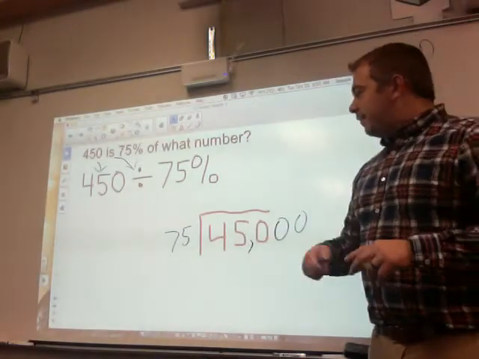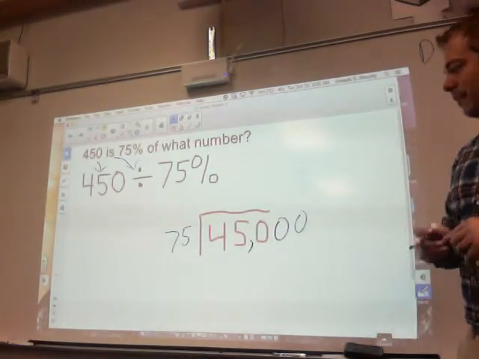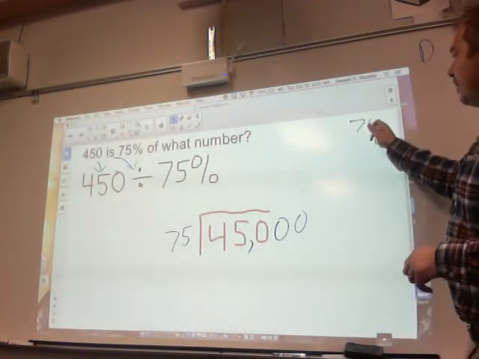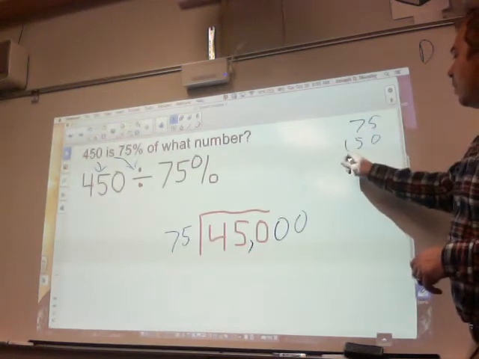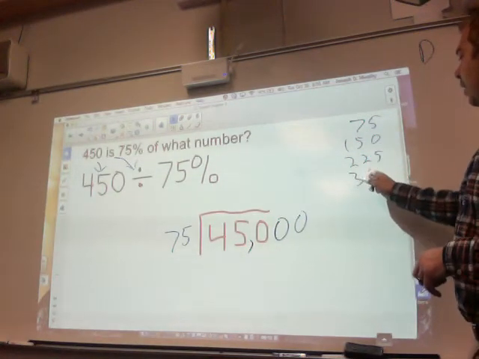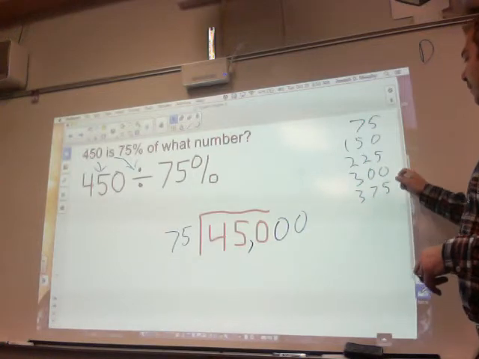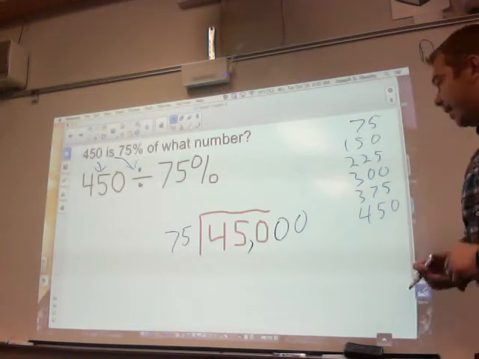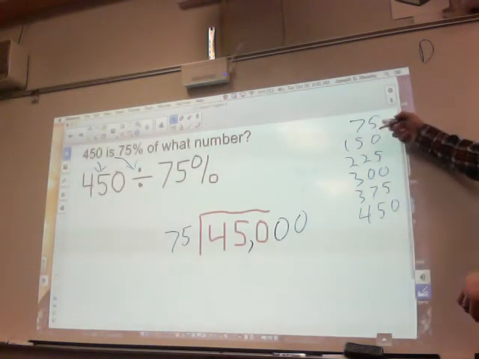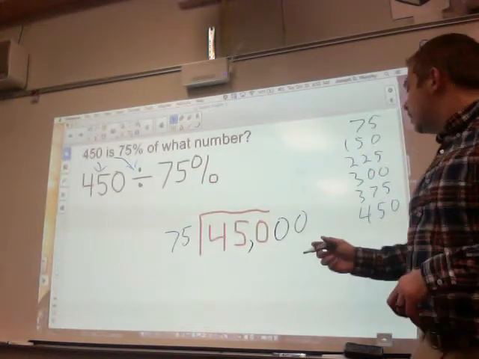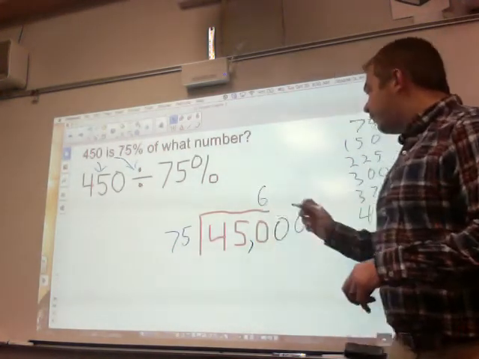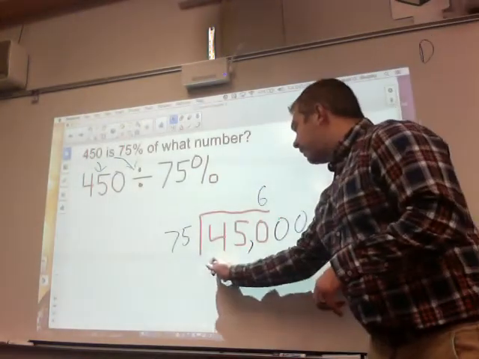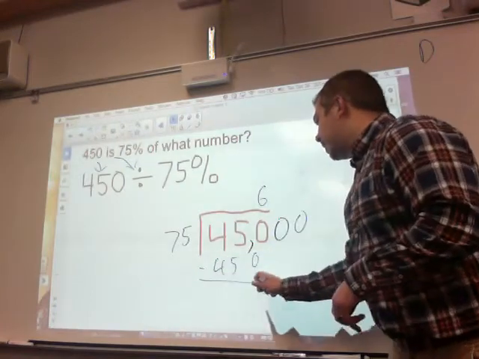So 75 goes into 45. It doesn't. 75 probably goes into 450. Let's count by 75s if you can. I could do it. 75, 150, 225, 300, 375, 450. Another perfect problem. Hopefully you'll have the same kind of luck today. Maybe not. 450, so that's 75 times 1, 2, 3, 4, 5, 6. 75 times 6 is 450. All right? And 6 times 75 is 450. Minus that, and you get 0.